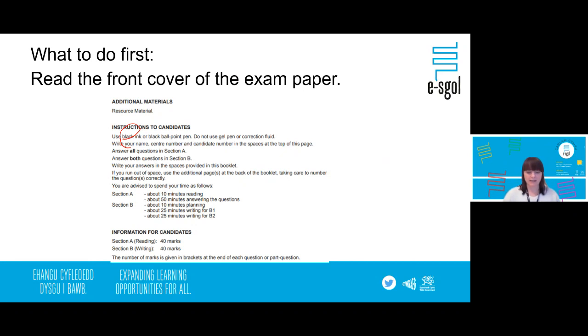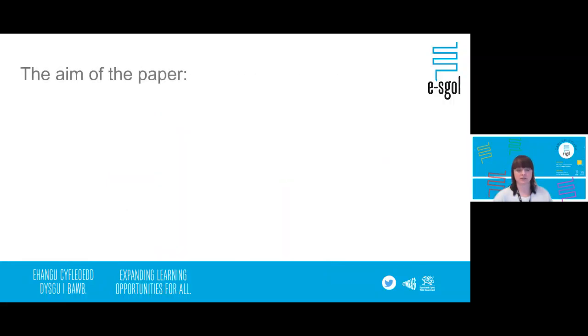And then a little bit differently, because obviously in this paper, the Unit 3, you haven't got the editing and the proofreading tasks. So you're advised to spend about 10 minutes with your reading in section A and 50 minutes answering the questions. And then you've got 2 equally weighted sections, but you've got 2 tasks in section B, B1 and B2. And you're advised to spend about 25 minutes on each of those 2 tasks. Okay, so that's the one thing that's different to the Unit 2.